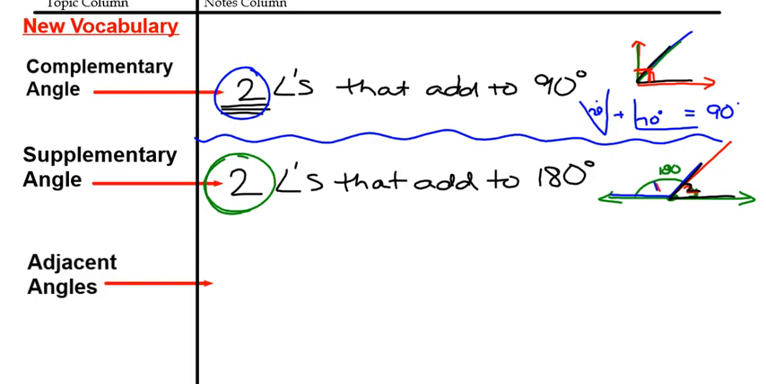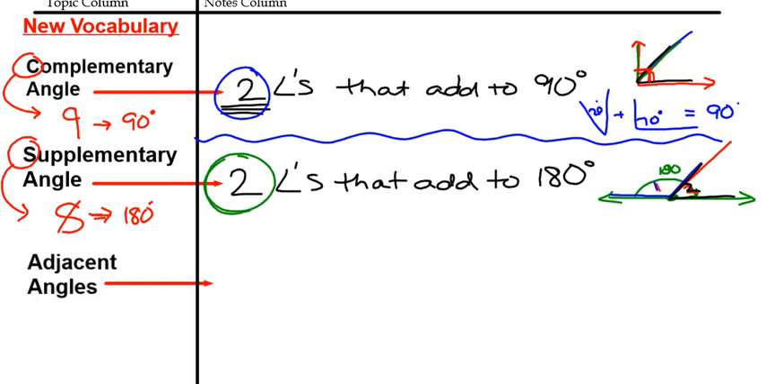Now, here's a silly trick. This is something that I kind of like to remember. The C from complementary can turn into a 9, which helps remind me that we have 90 degrees. And the S from supplementary, if I draw a line, can turn into an 8, which helps me remember 180 degrees. So that's just a little trick that I have to help you remember those 2 angles.